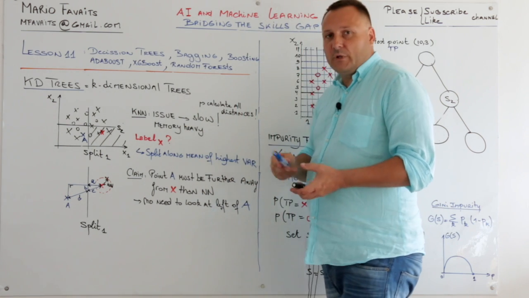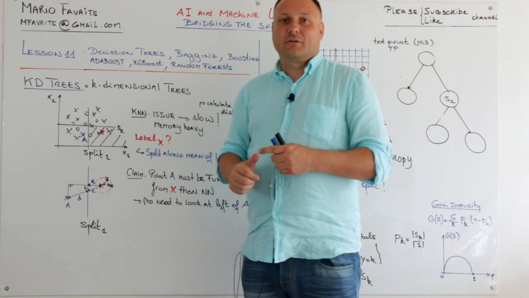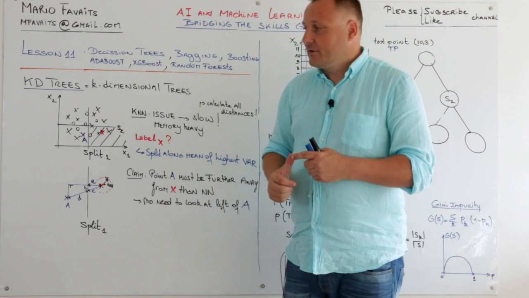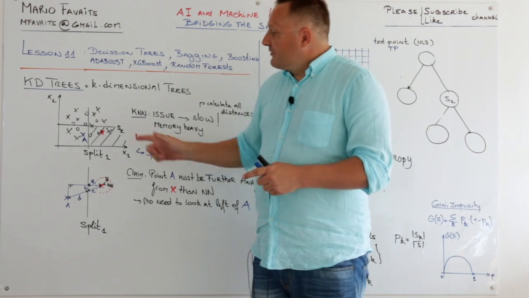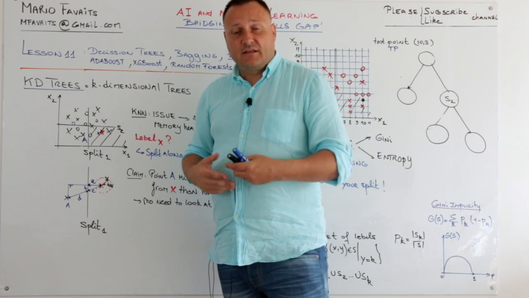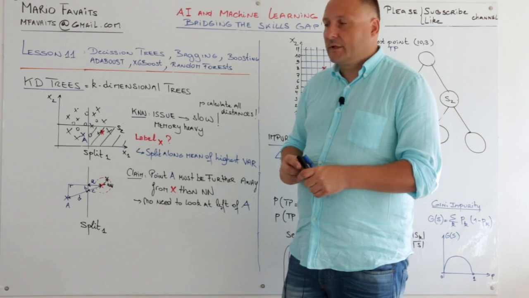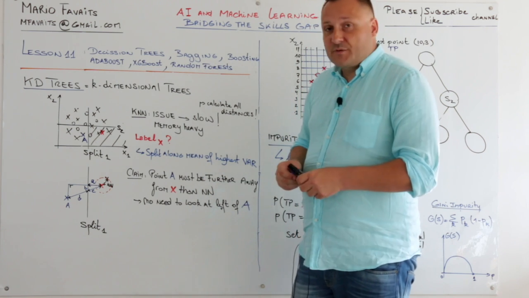Well, what's the problem with k nearest neighbors? First of all, if you have a lot of data, it's going to consume a lot of memory in your machine. Also, you need to calculate all these distances if you have a lot of data, and this will slow the algorithm down. So is there a better way to do it? And the answer is yes.